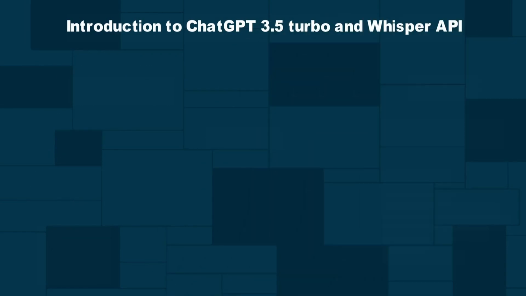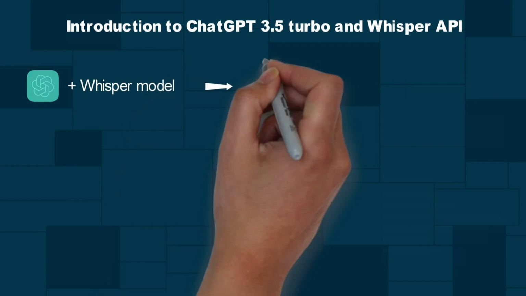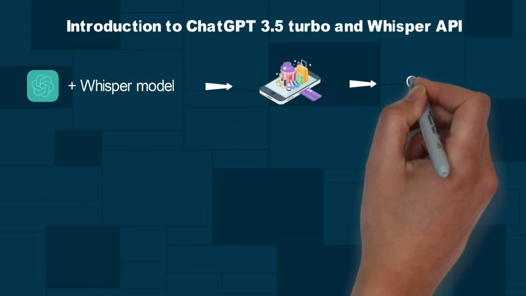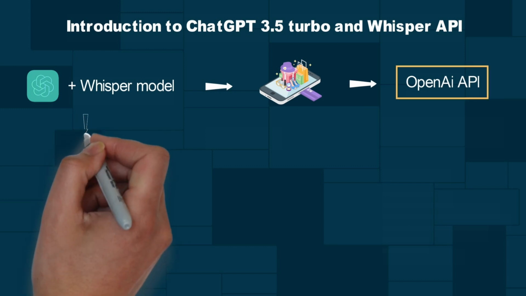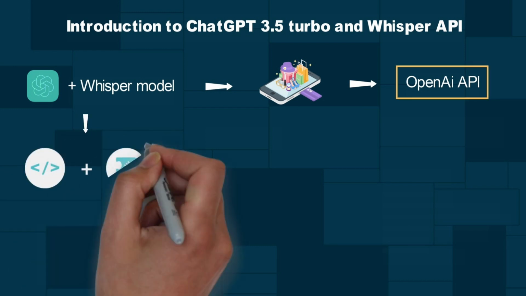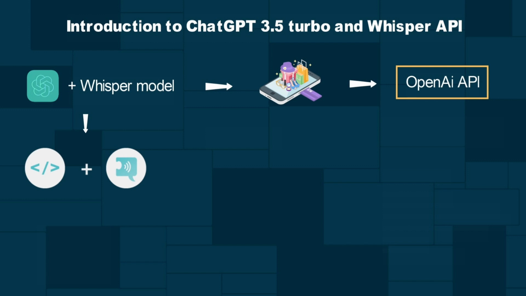Introduction to ChatGPT 3.5 Turbo and Whisper API. Developers can now integrate ChatGPT and Whisper models into their apps and products through the OpenAI API. ChatGPT and Whisper models API are now available, giving developers access to cutting-edge language and speech-to-text capabilities.